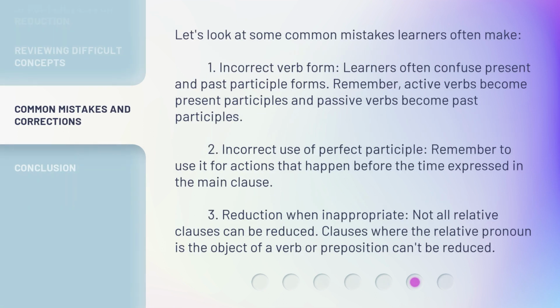Let's look at some common mistakes learners often make. 1. Incorrect verb form. Learners often confuse present and past participle forms. Remember, active verbs become present participles and passive verbs become past participles. 2. Incorrect use of perfect participle. Remember to use it for actions that happen before the time expressed in the main clause.